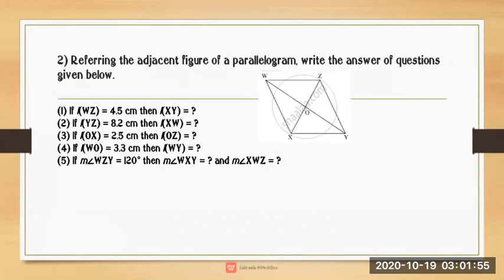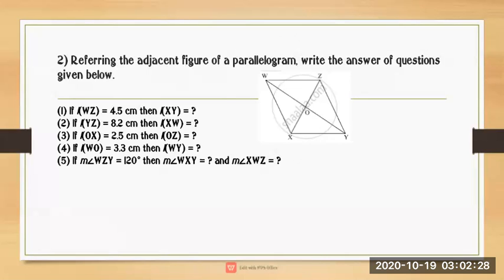Yes, it is 2.5 centimeter only, but why is it 2.5 only? Which property will we use? Very good. We will use the property that diagonals of a parallelogram bisect each other. Very good. Students are giving a proper and right answer, because diagonals of a parallelogram bisect each other. Okay. Now we will move to our fourth sum.